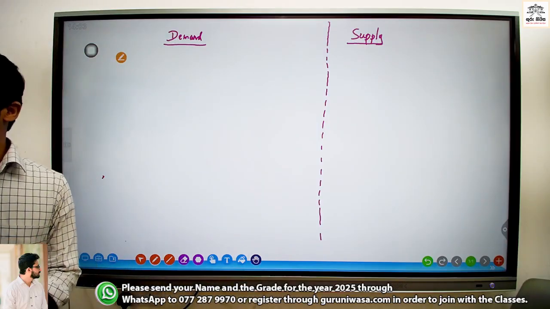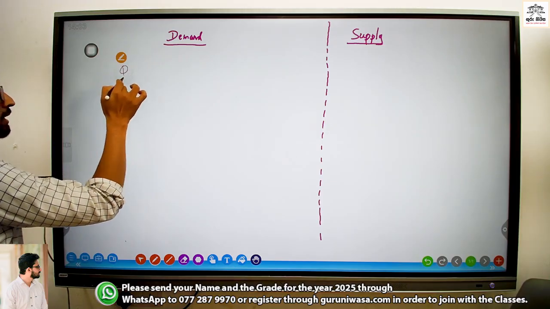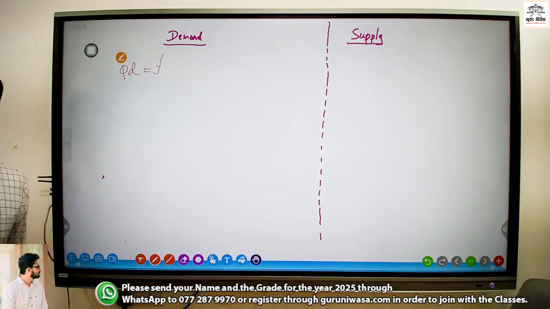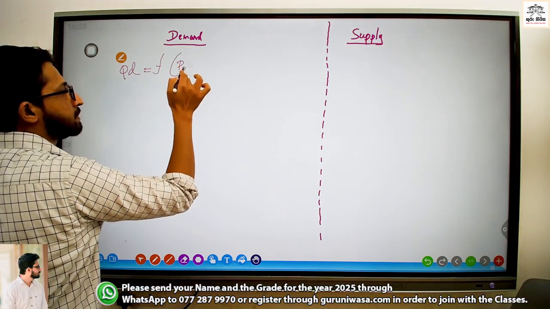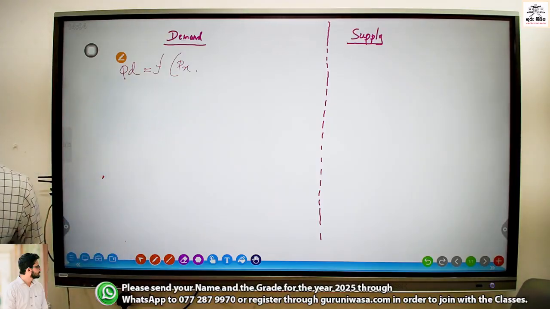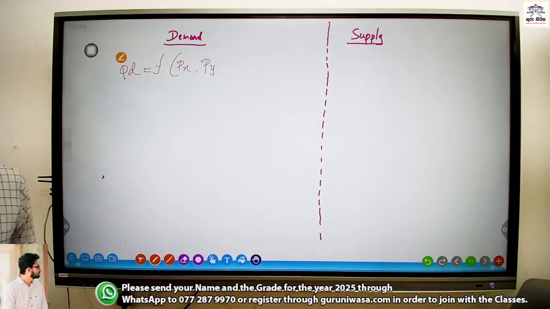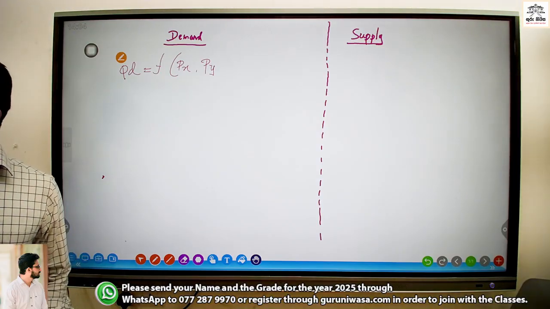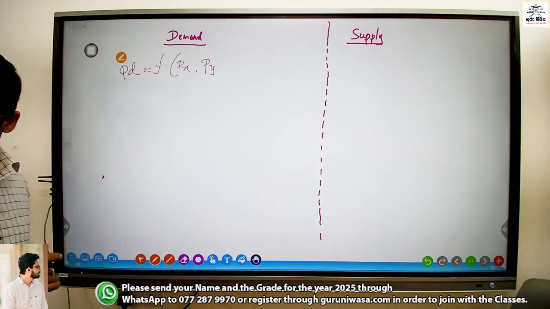Listen carefully, very carefully. Can you remember the demand function? QD depends on demand determinants. PX means the price of the product, the price of the concern. What else? The second one is PY. PY means the price of other products. Other products means substitute goods and complementary goods. Then what else?